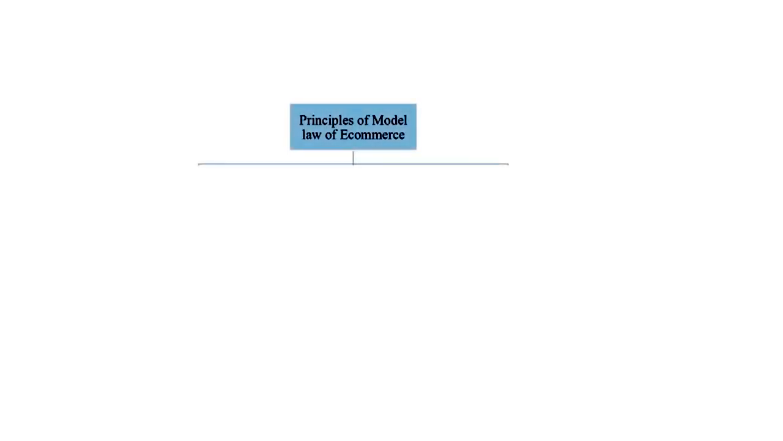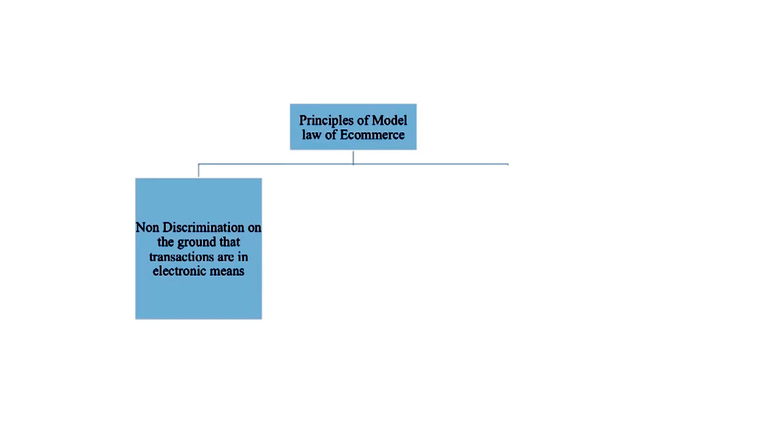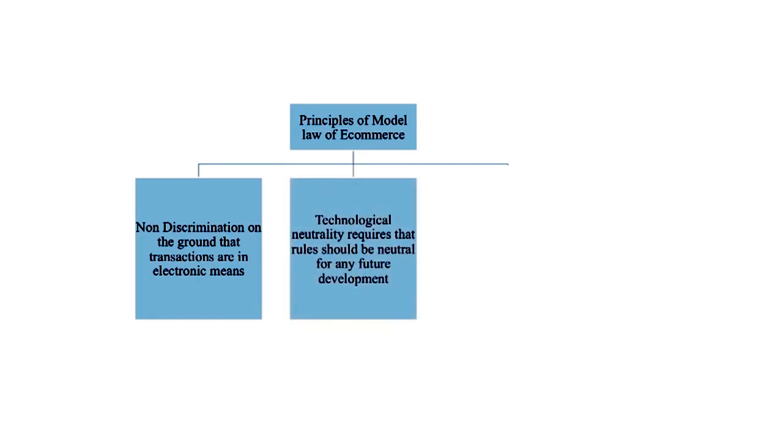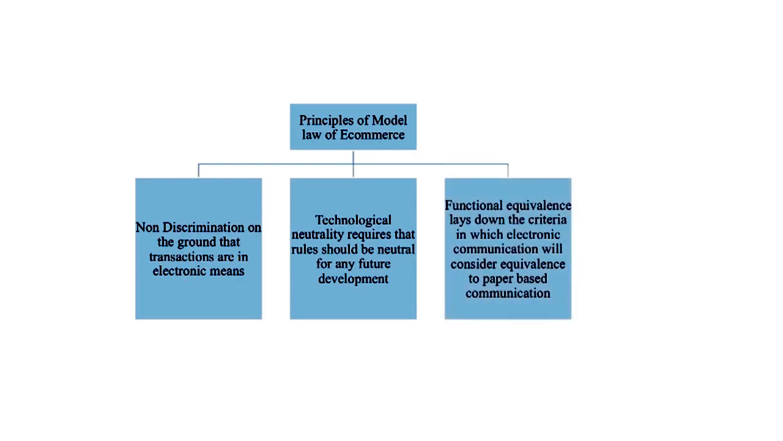Now it has three important principles which have been incorporated in fact in every state legislation that has adopted this model law of e-commerce. The first one is non-discrimination on the ground that transactions are in electronic means. Second, technological neutrality, which requires that the rule should be neutral for any future development. And the last one is functional equivalence, which lays down the criteria in which electronic communication will be considered equivalent to paper-based communication. Based on these three important principles, the overall model law of e-commerce was created. In fact, you can see the reflection of these principles in every article of the model law of e-commerce. To a great extent, the same principles have been incorporated in the Information Technology Act in India.